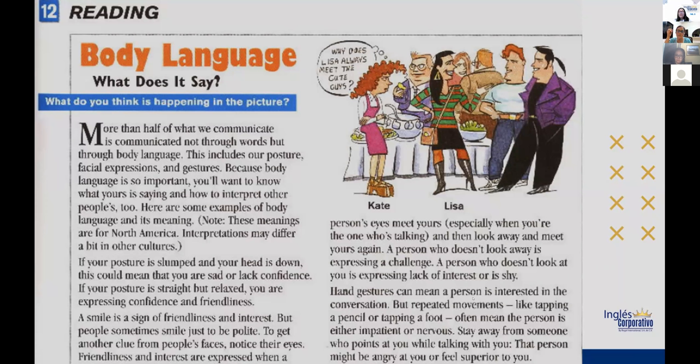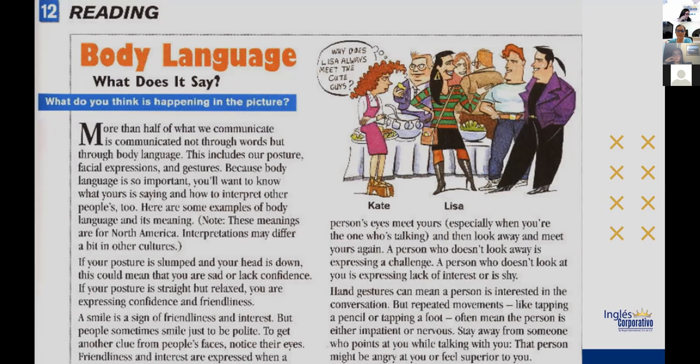Hand gestures can mean a person is interested in the conversation, but repeated movements like tapping a pencil or tapping a foot often mean the person is either impatient or nervous. Stay away from someone who points at you while talking to you. So when you go like, I think this is similar to, like, we want you, right? So stay away from that person. That person might be angry or feel superior to you.